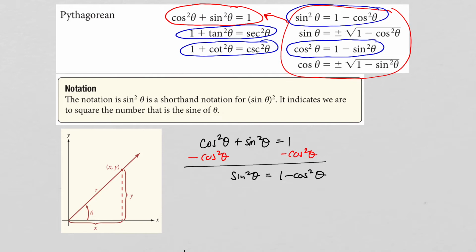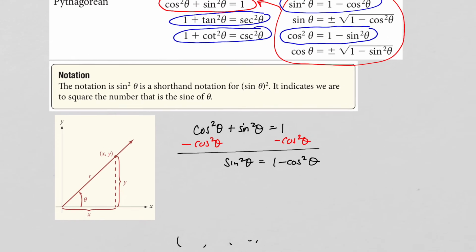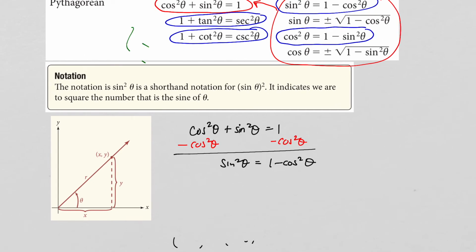But then we can actually take it a step further. So if sine squared is equal to 1 minus cosine squared, we can actually take the square root of both sides, and we get the square root of sine squared. That's the absolute value of sine of theta. And that's going to be equal to the square root of 1 minus cosine squared.